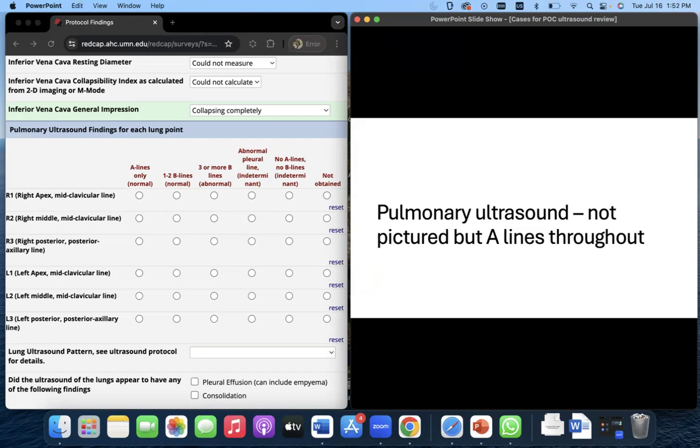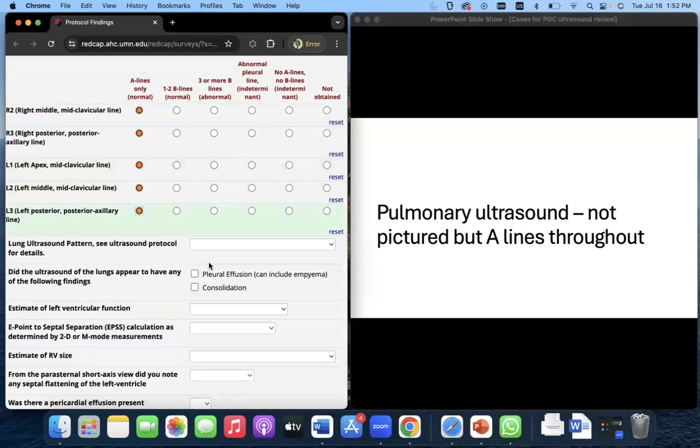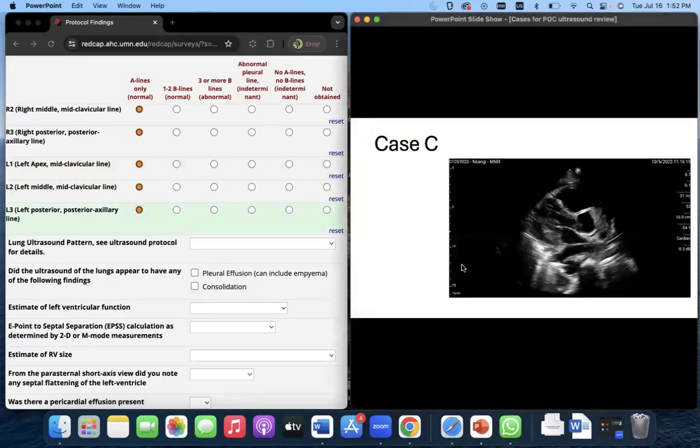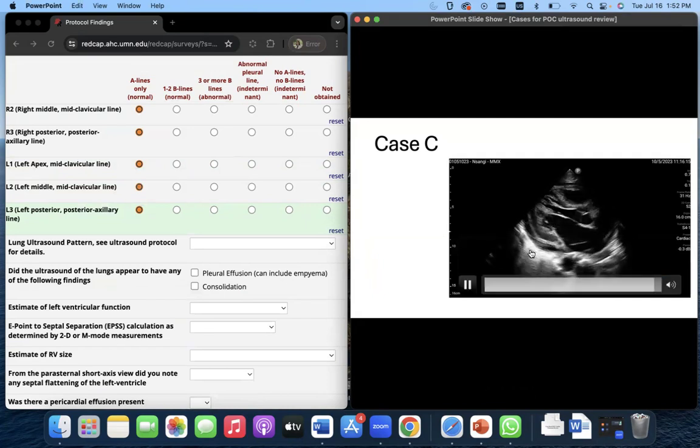And then for the pulmonary ultrasound for this patient, we didn't include the images, but it was A lines throughout. Lastly, for the cardiac ultrasound, I wasn't really sure what view this was. It looks like a parasternal long, but yeah, here's a confusing parasternal long axis picture.